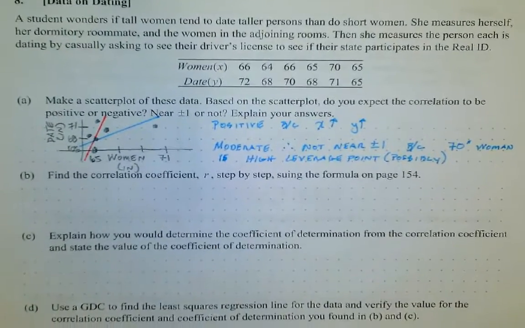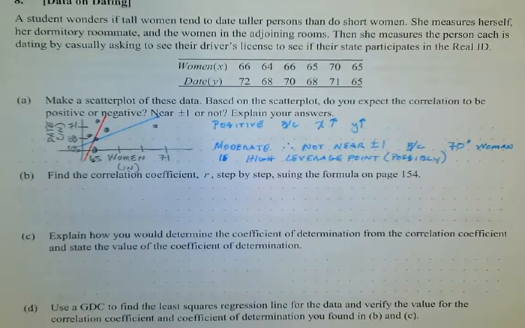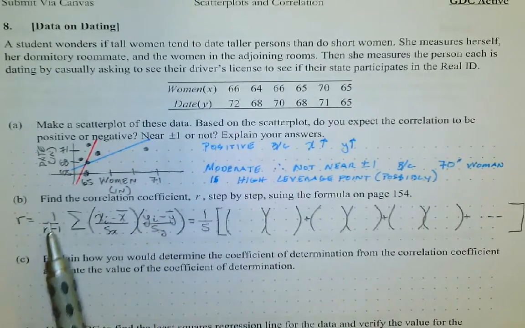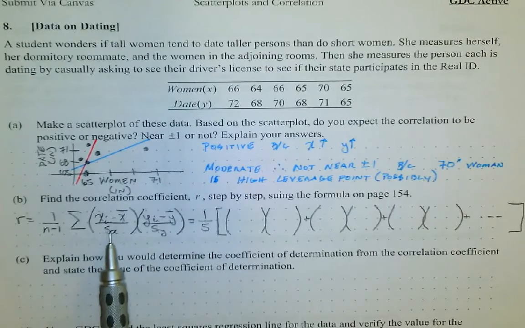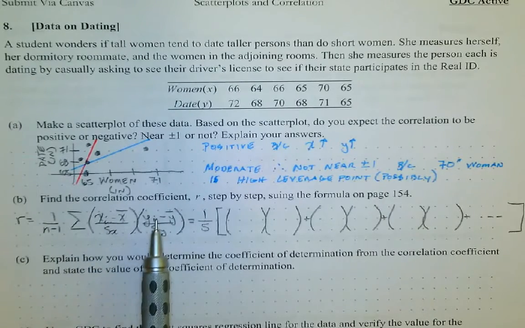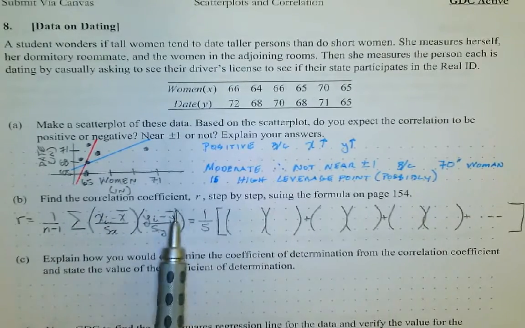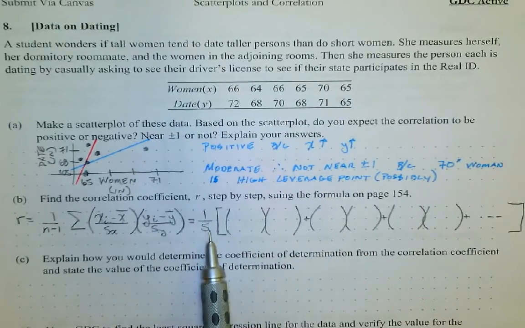Now, the next step is to find the correlation step by step using the formula on page 154 of your textbook. Right? So the formula that we're going to use that is in your formula book is that r is equal to 1 over n minus 1, the summation of x sub i minus x bar over s sub x times y sub i minus y bar over s sub y. Which would be 1 over n minus 1, where n in this case is 6. We have 6 samples, so 1 over 5.